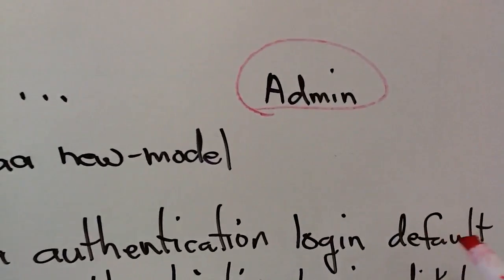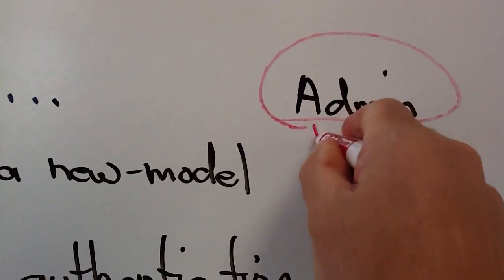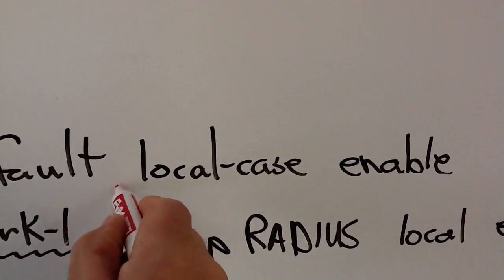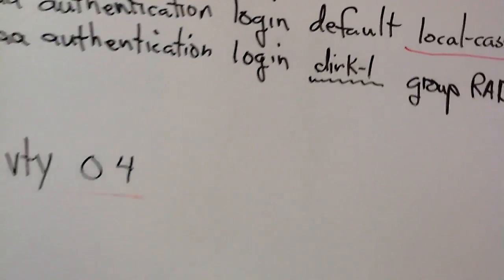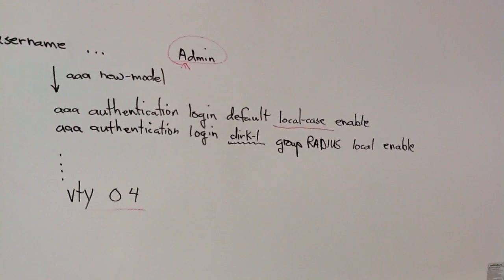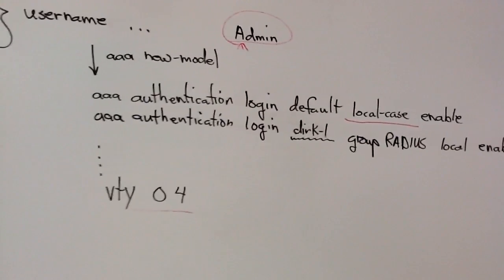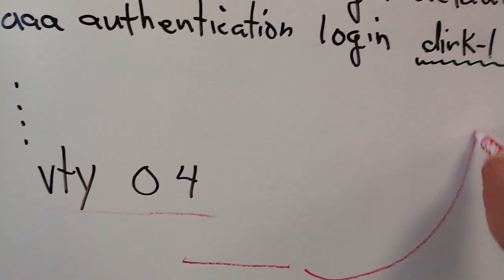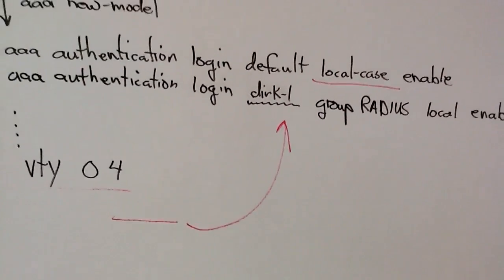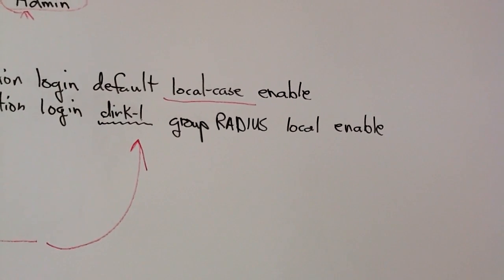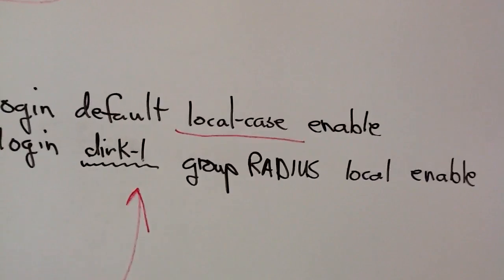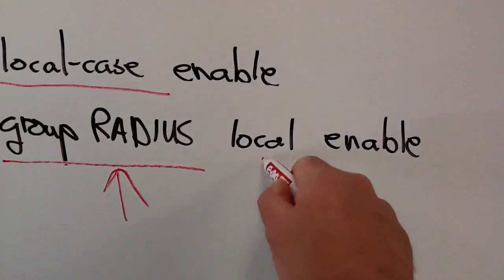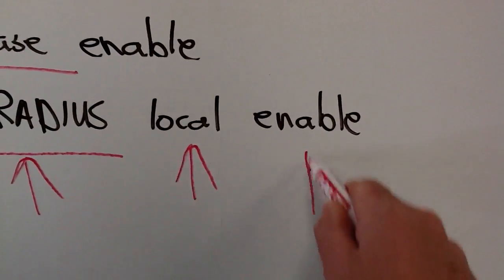So in the assessment, I believe, they showed where somebody typed a small a here and it didn't work because we said local case. And then if we indicate authentication login down here, if we're going to use this name, then it's going to go to a group radius server. If this group radius server returns an error, we can't access it, then it's going to go to our next method, and then to our next method after that.